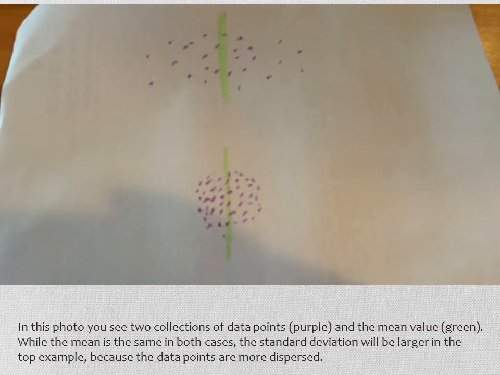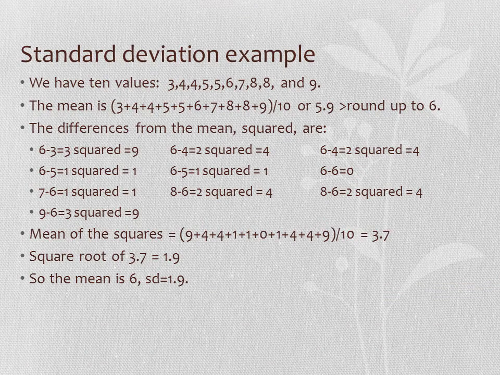Okay, so here's 2 collections of data points. The data points are purple and the means are green. Now you can see that they have the same mean, but in the top example, the data points are more widely dispersed and the standard deviation will be larger. So we're going to calculate a standard deviation. We have 10 values. I made these values very small because there's a lot of adding and subtracting, and you know that I don't like to do that, so I wanted to make it easy to follow. So say we have 10 values and I laid them out there.